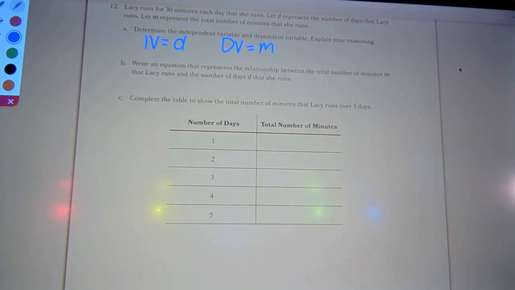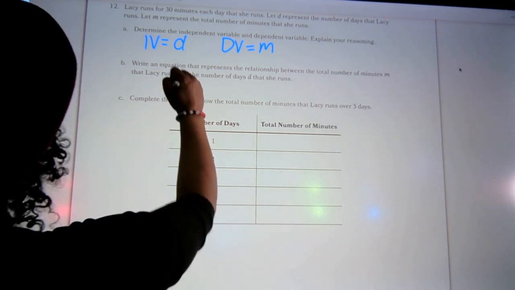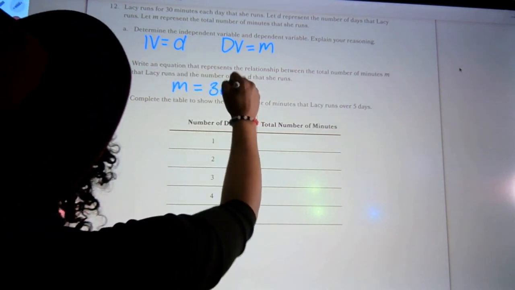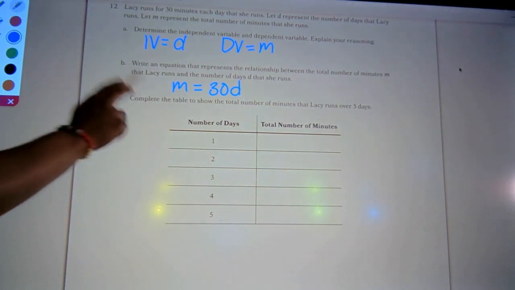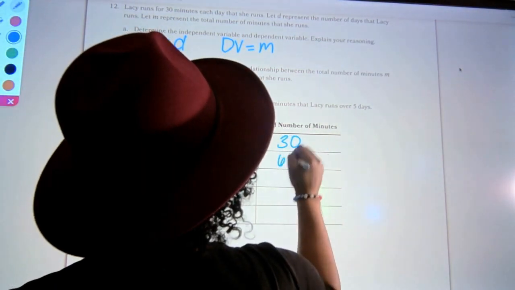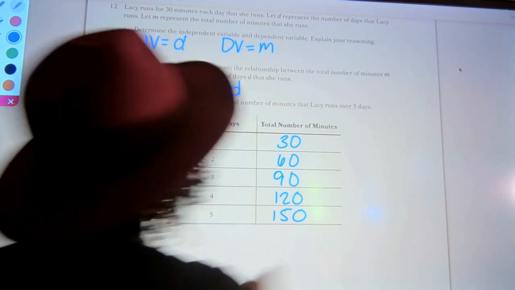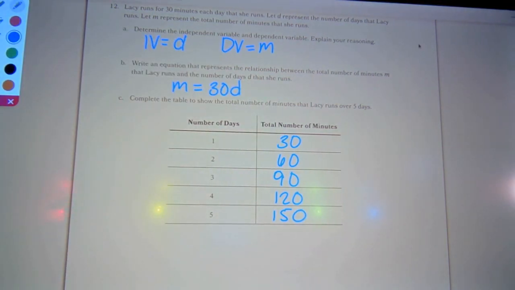And the reason being is because the number of minutes that she runs depends on how many days that she runs. And then it wants us to write an equation that represents the relationship between the total number of minutes that Lacey runs and the number of days that she runs. So she runs 30 minutes per day. So we want to let M equal 30D, because the number of minutes depend on the number of days. And then complete the table. So in one day she runs 30 minutes, 2 it'll be 60, 3 it'll be 90, 4 it will be 120, and 5 it will be 150. And that completes the practice problems for this lesson.